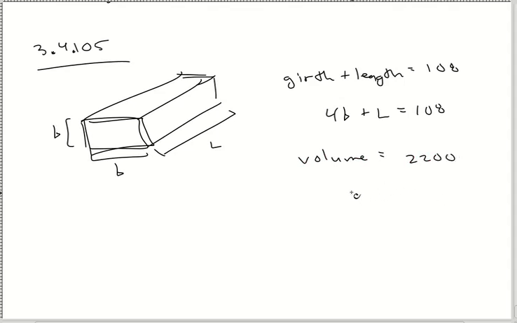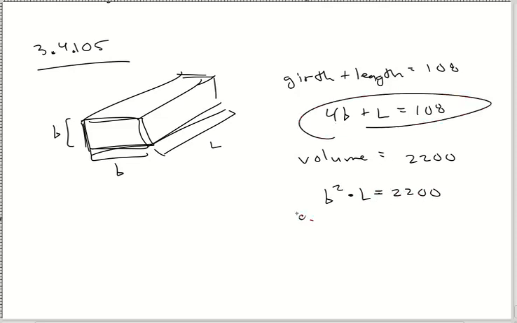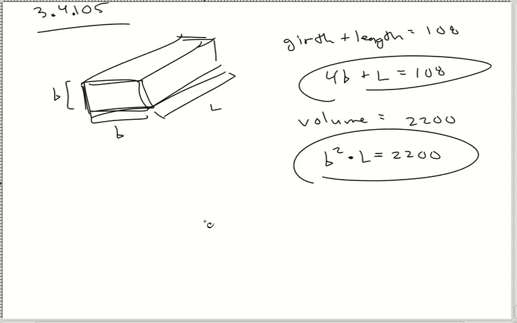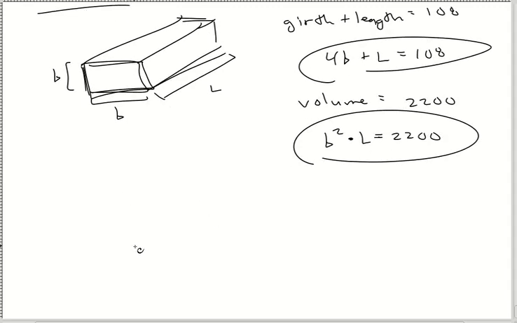Okay. Well, this one's a little bit easier. B times b times L, so b squared times L is 2200. Now notice we have this one and this one. Two unknowns, two equations. We should be able to solve this without a calculator. No, I'm serious. Okay? These are very important questions that I'm going over right now. So don't take it lightly.